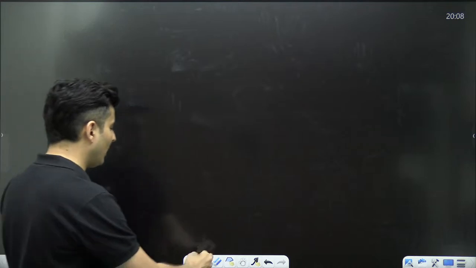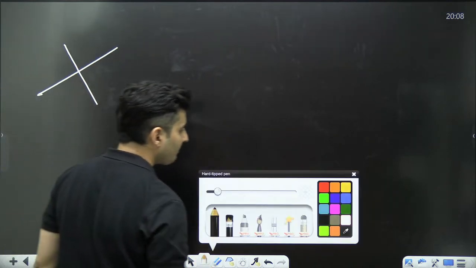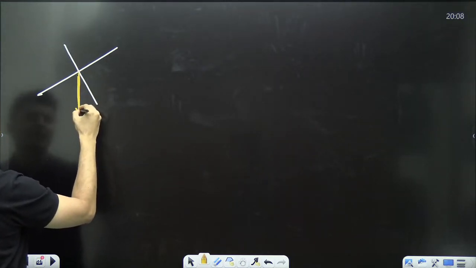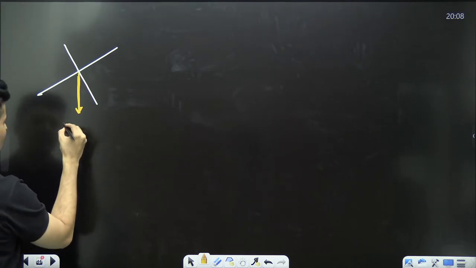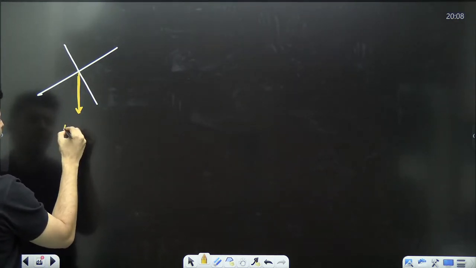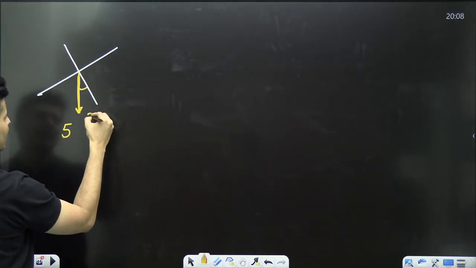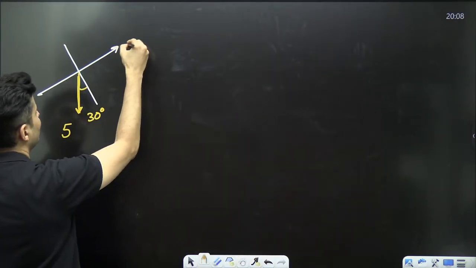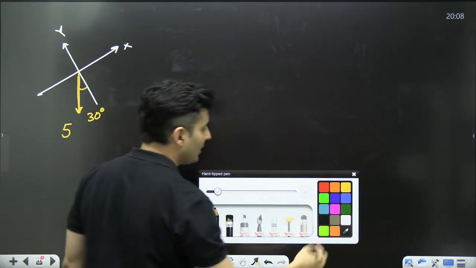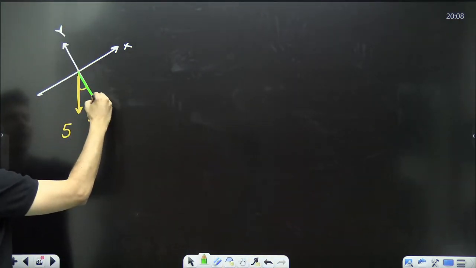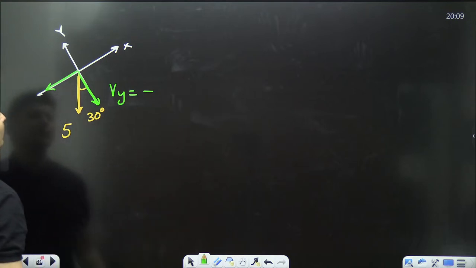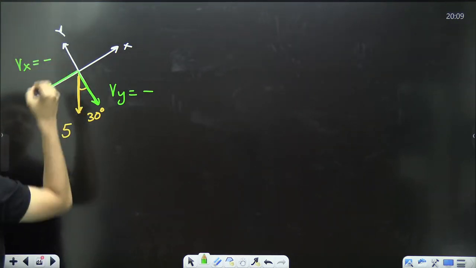All right, moving on to one more question, guys. I want everybody to solve this. This is your vector, and let's say this is maybe 5 units, and this angle is 30 degrees. I want to split it up into two parts. This is your positive x, this is your positive y direction. One component will go down like this. Opposite to y, so the y component will be negative. Opposite to positive x, so the x component is also negative.